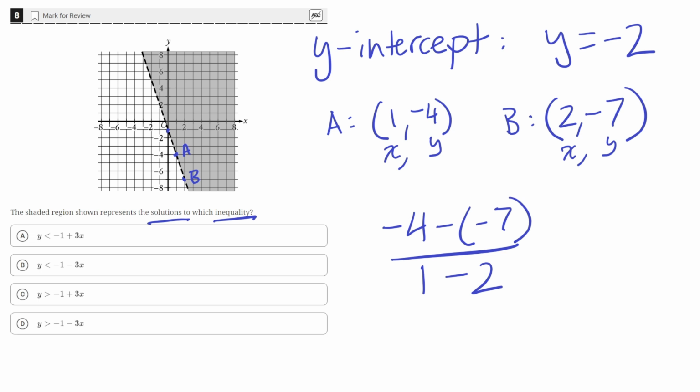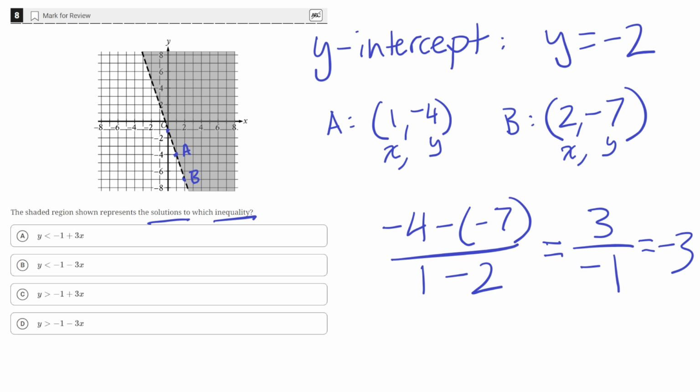So make sure that when you subtract one y coordinate from the other, that you do it in the same order for the x. So here I use point A minus point B. So I'm using point A minus point B for the x coordinates as well. So this will give us the slope. So -4 minus -7, that's just -4 plus 7, which is equal to 3. And then 1 minus 2 is -1. So this just equals -3. So the slope is -3.